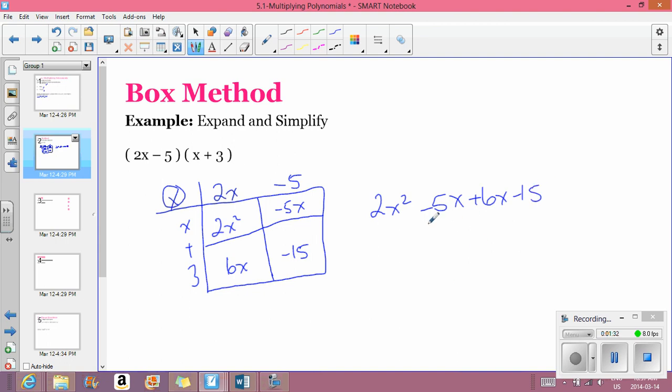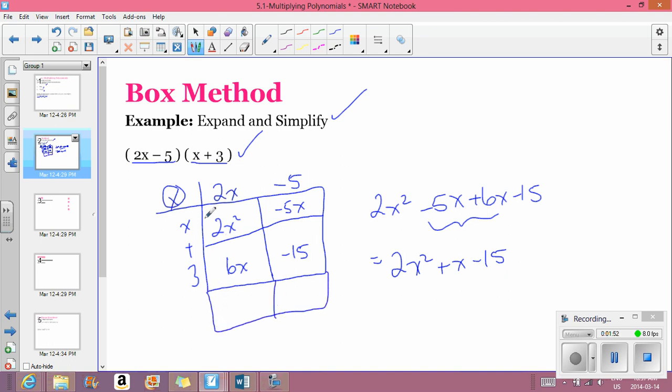and you collect any like terms. So notice here that there are like terms. So this is the simplified part. You always have to make sure you simplify. 2x squared and then plus x minus 15. So if you're ever asked to expand 2 binomials, or any, this could have been a trinomial. We would have had another section on our box down here. But you put them in the box like this, and then you multiply, and then you collect your like terms.